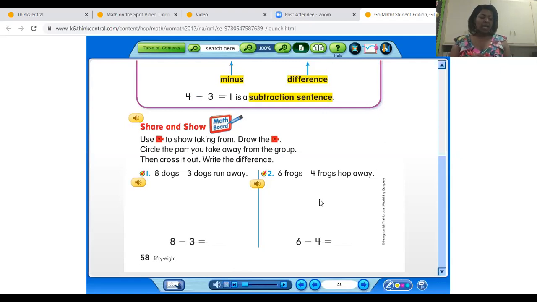Very good. You know what? You guys are so smart. I think that you guys can do the next page on your own.